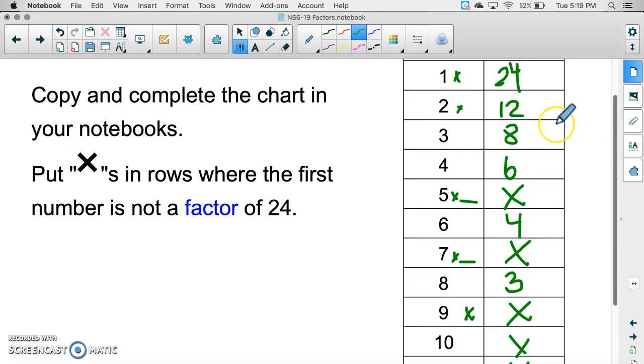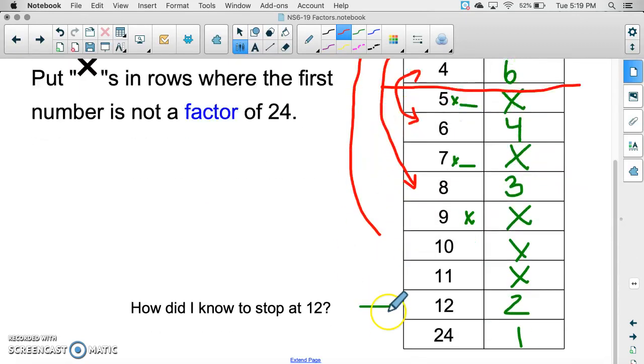You'll notice that right here where we have halfway, the chart starts repeating itself. So you'll notice that these are always going to be opposites. They're pairs. You'll notice that this is opposite because it's a pair. You'll notice that 2 times 12 is an opposite. It's a pair. Okay, so how did we know to stop our chart here at the number 12?